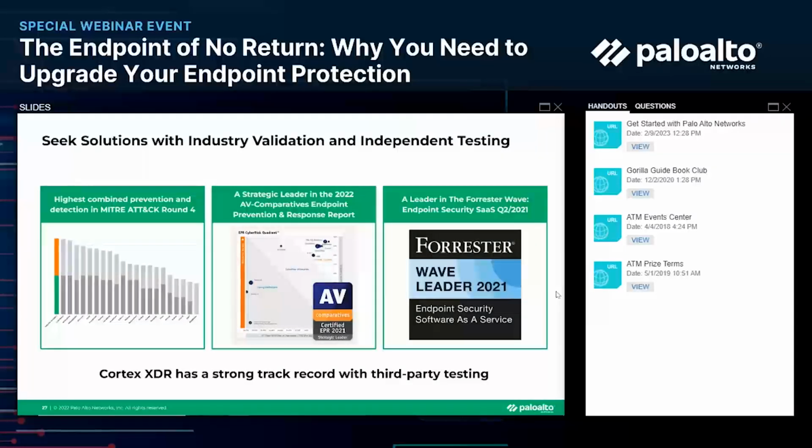Cortex XDR has a strong record across the board of validation and third-party testing.